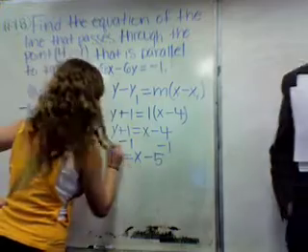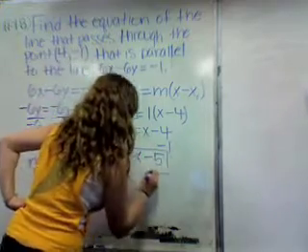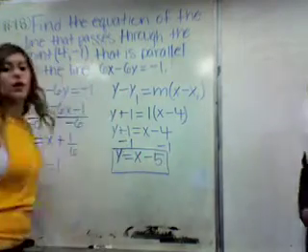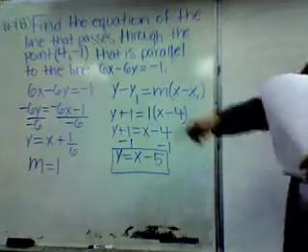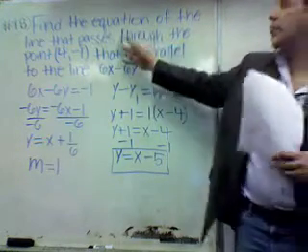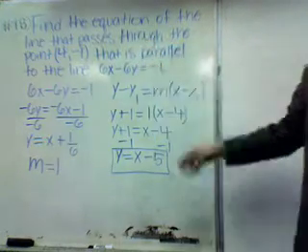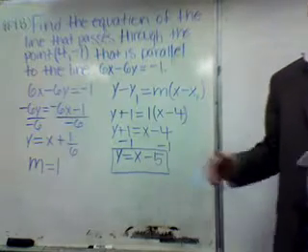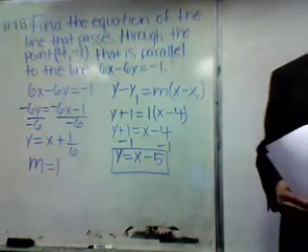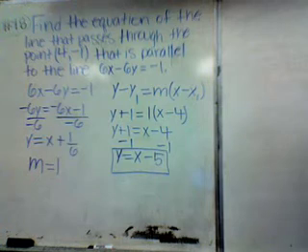Box it, put it in the package, send it away. We're done. All right? Now, we don't ask you to graph it. Do what they ask you. Find the equation of the line that passes through the point. We just found an equation of the line, and actually, this is it. It's in slope-intercept form. Good job.